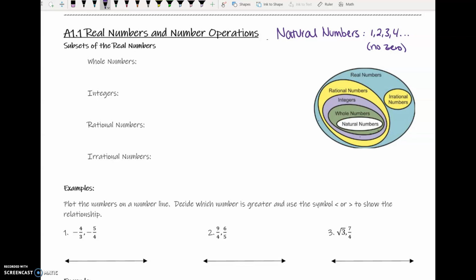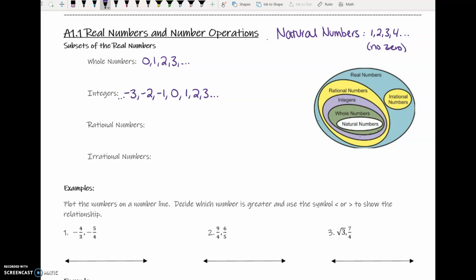Whole numbers are natural numbers plus 0. So whole numbers are 0, 1, 2, 3, etc. It is no decimals, no negatives, but we do include 0. Integers are still no decimals, but this time we will include negatives. So -3, -2, 0, and we would extend in both directions. So no decimals, still no decimals.